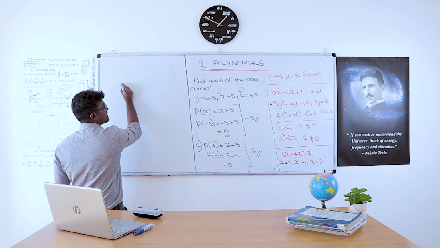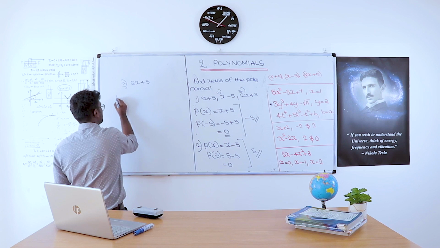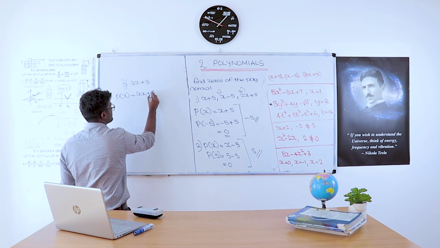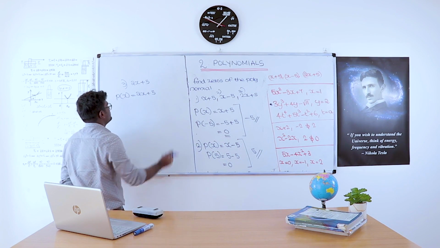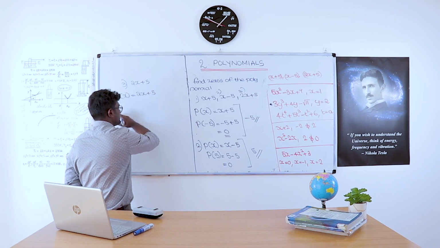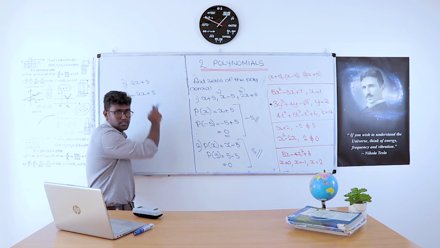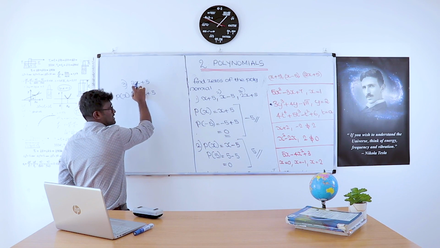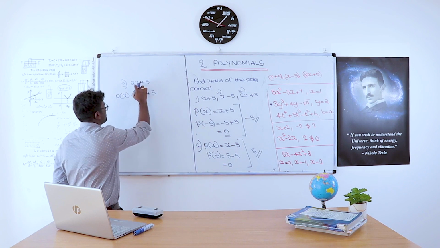Then the third one is 2x plus 5. That means P of x equal 2x plus 5. So how will you find out the zeros of the polynomial? This is not difficult, this is simple, but with respect to this question, this is a difficult question. So 2 into x plus 5. So if here it is minus 5 in place of 2x, then minus 5 plus 5 is equal to 0. How will you find out the minus 5?